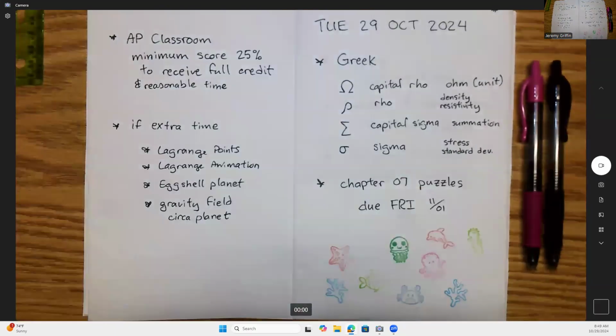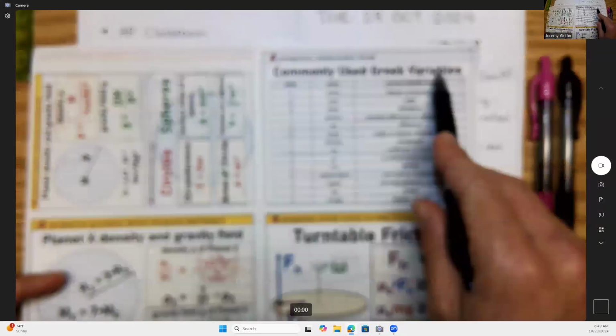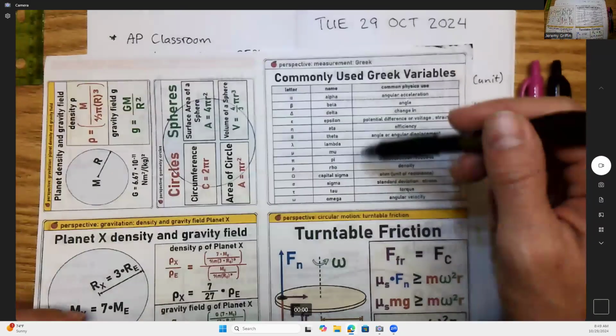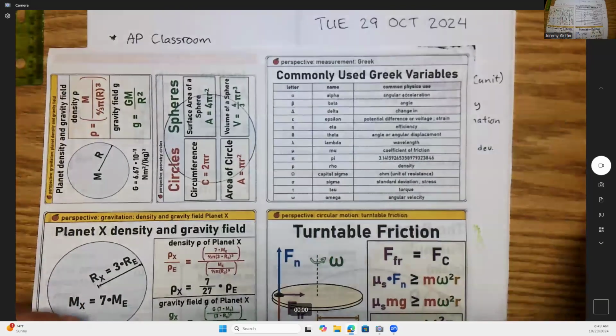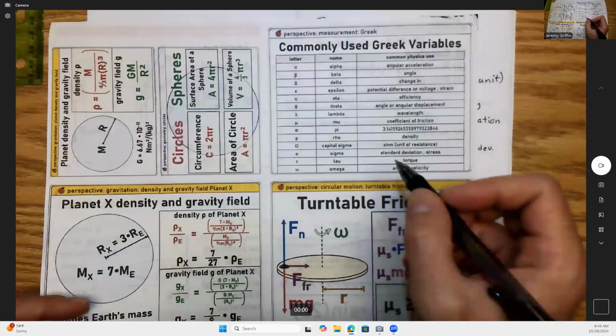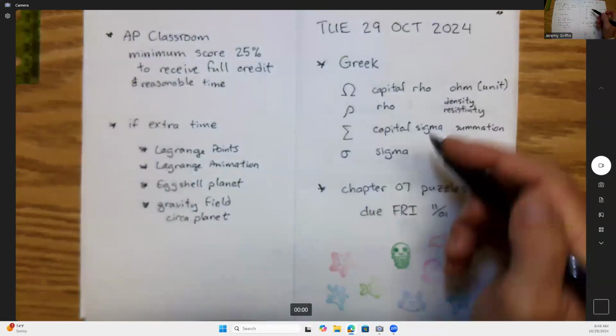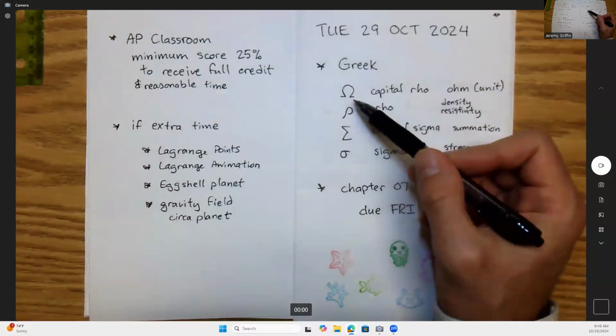All right, let's look at this page. You guys see commonly used Greek variables, well, I guess Greek letters, so letters from the Greek alphabet. Most of these are variables, some of these are constants. All right, I made a typo. It looks like it's fourth from the bottom. See the one that looks like this? You guys see one that looks like this?